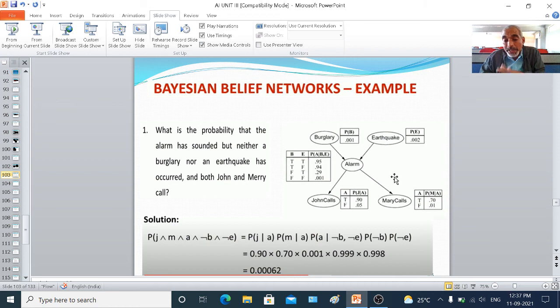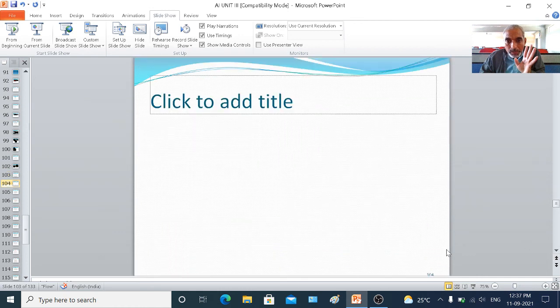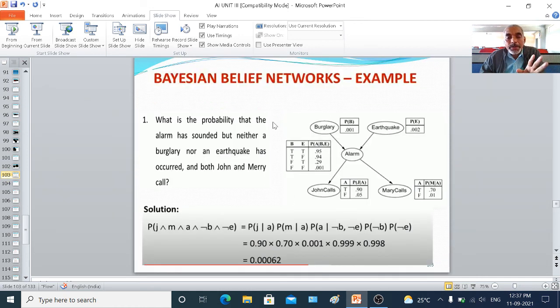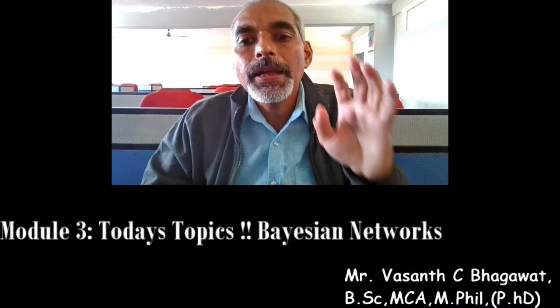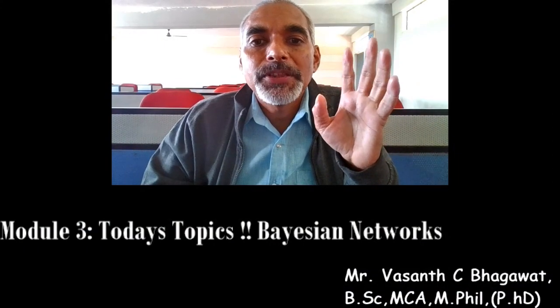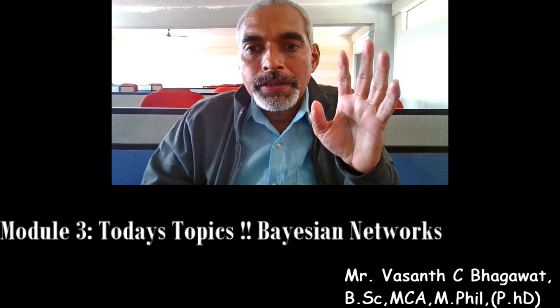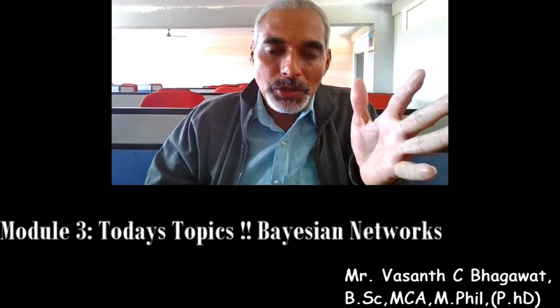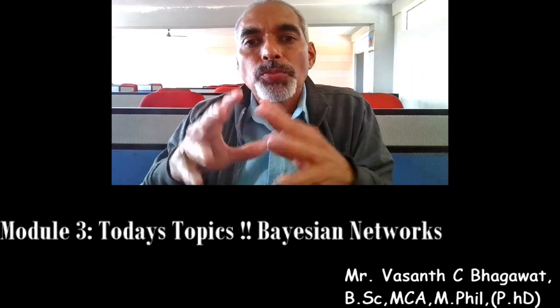This is the probability that the alarm has sounded, but neither a robbery has happened nor an earthquake has happened, but both the neighbors have called and informed you. Clear? Now this is the example, and this is how the Bayesian system is going to work. The Bayesian network we are going to draw. This is a very simple and very small concept.